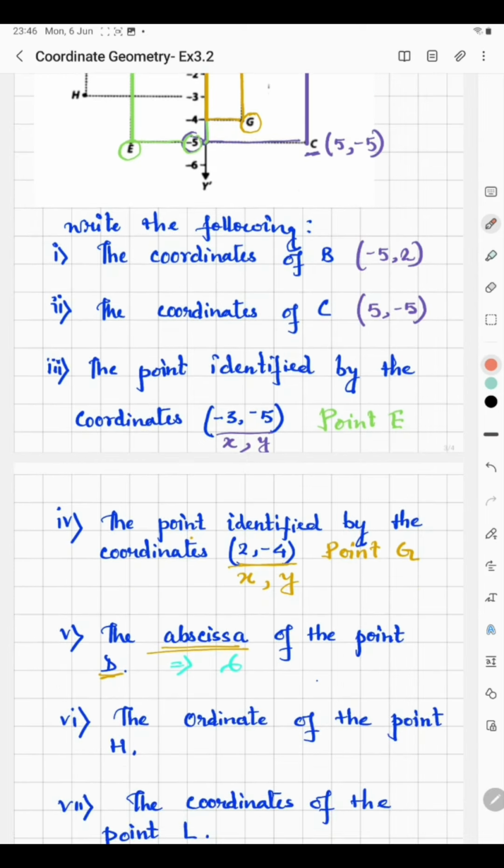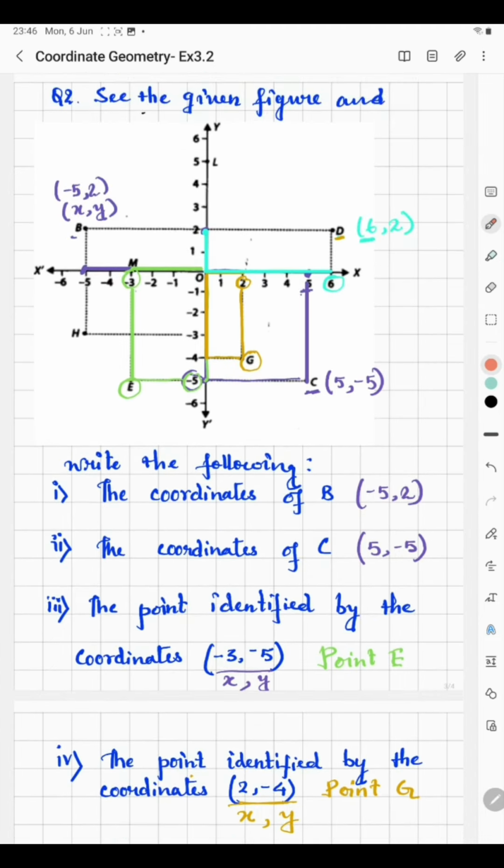Now in the sixth part, we have the ordinate of the point H. Ordinate means the value of y. So similarly, we will have to find the coordinates of H first. Where is H in the figure? Here is H. First we have to find the value of x. H is on the left part of the origin, so we'll go towards the left. We'll go up to this. So here is -5. So the value of x, or we can say the value of abscissa, is -5.